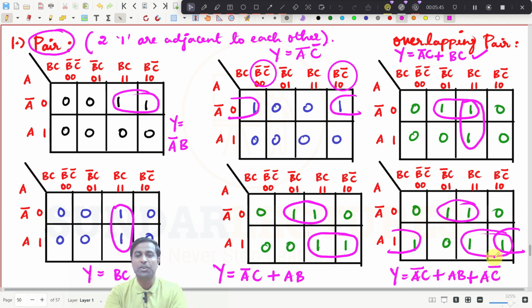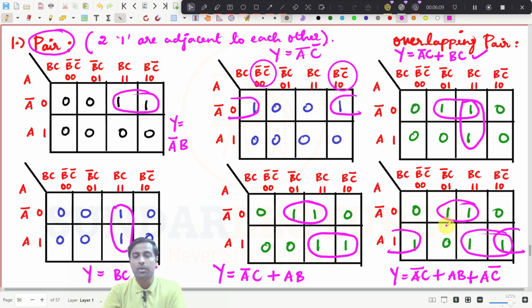Now I am asking you one question. See, here I have completed all the ones. My ultimate aim is done. Okay. Should I map these two as a pair? No, no, no. You should not go for these two as a pair because I have already covered all the ones. So don't go for this one. Try to understand.